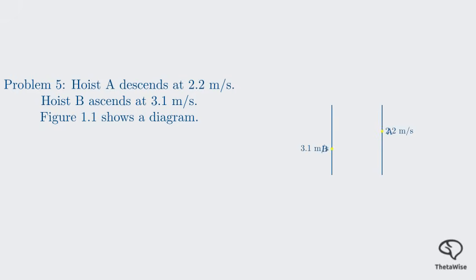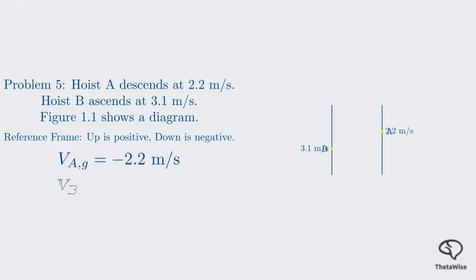For our reference frame, we'll define up as the positive direction. Our reference frame is up is positive, down is negative. This means the velocity of hoist A, V of AG, is negative 2.2 meters per second. And the velocity of hoist B, V of BG, is positive 3.1 meters per second. Let's solve part A.